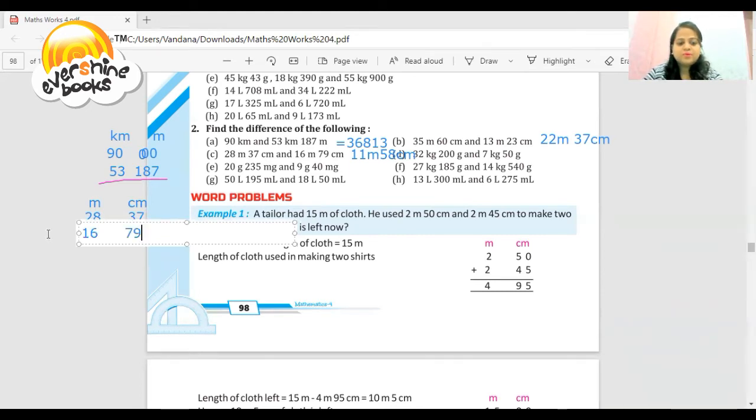Okay, and put the sign of subtraction here in this number and then do the subtraction. You will get 11 meter 58 centimeter. Okay, students, got it? Yes, just match the answer with me and do these remaining sums in your notebook. It's very important, okay?